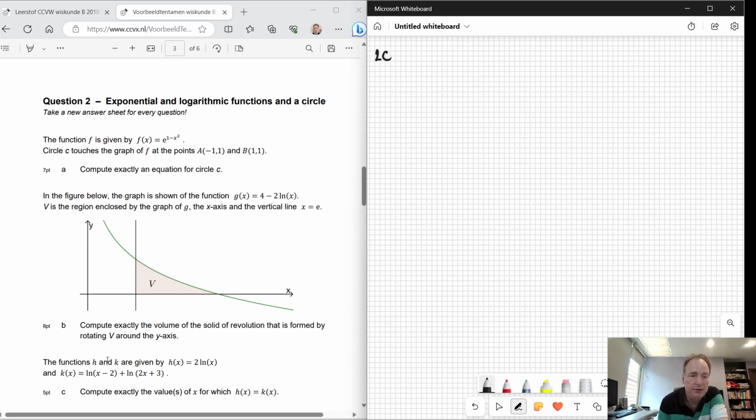The functions h and k are given here. Compute exactly the values of x for which h of x is k of x. Okay, at least that's a clear thing they're asking. So we need to set them equal.